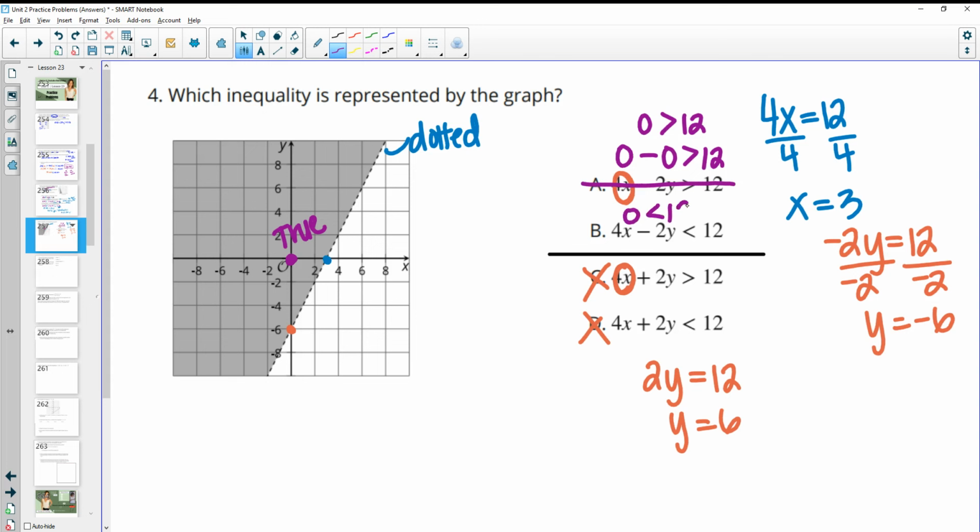0 is less than 12 is true. And we know that we want this point to be in our solution set. So B would be the correct choice there.